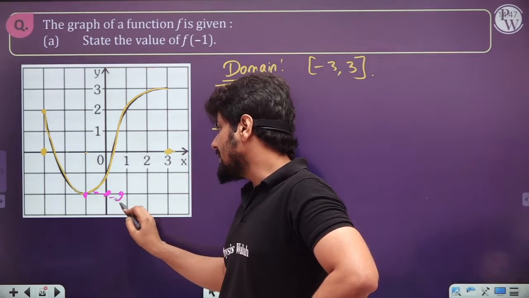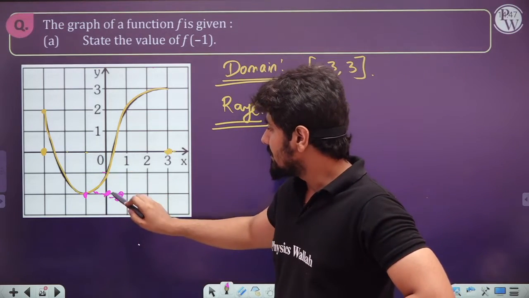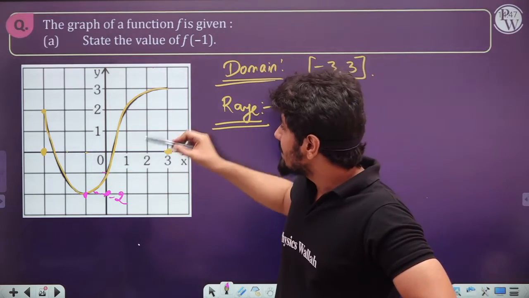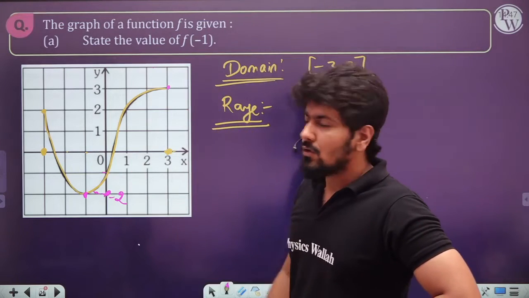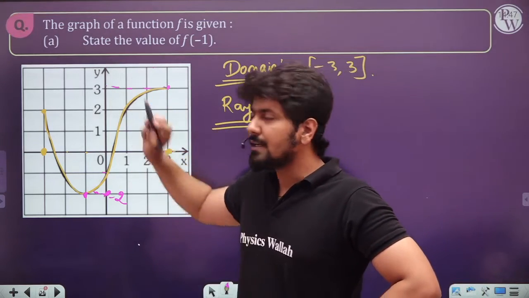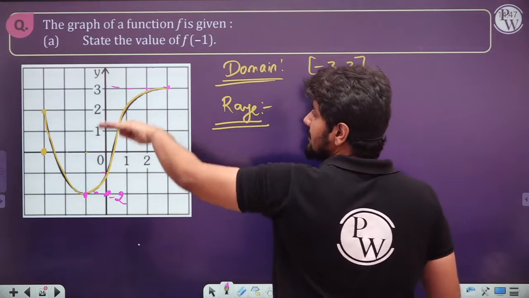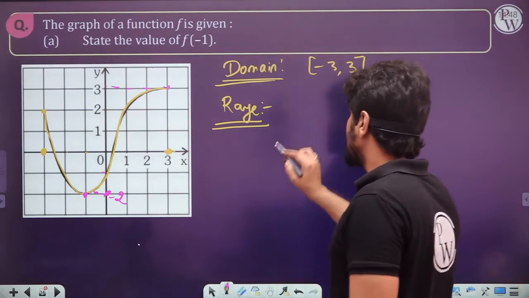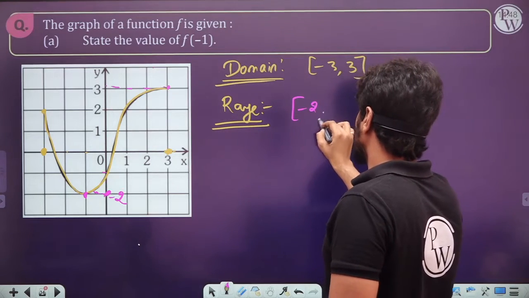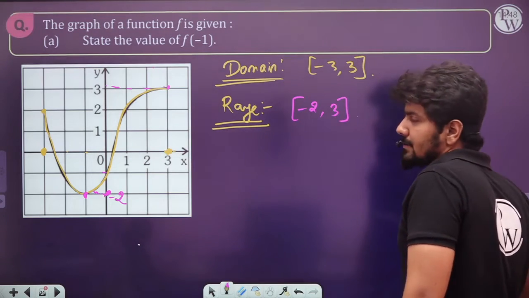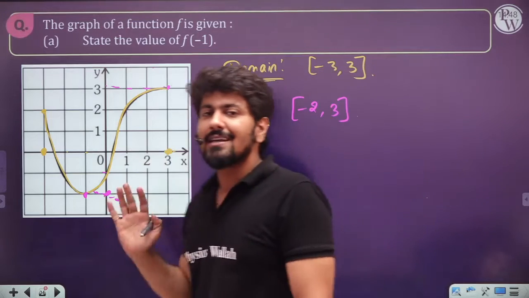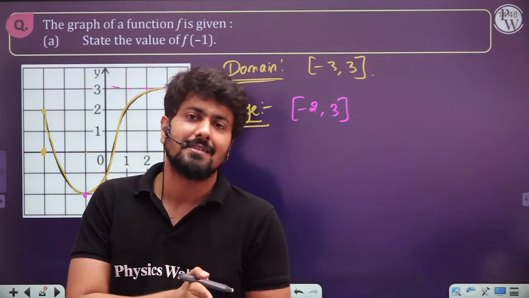What's the y coordinate over here? The y coordinate is -2, right? This is -1, this is -2. And what's the highest point? The highest point is this one. What's the y coordinate over here? That is 3. So if I ask you what's the range, the range will be -2 to 3. Range is -2 to 3. This is the range. So by looking at the graph, we can comment about its domain and range.